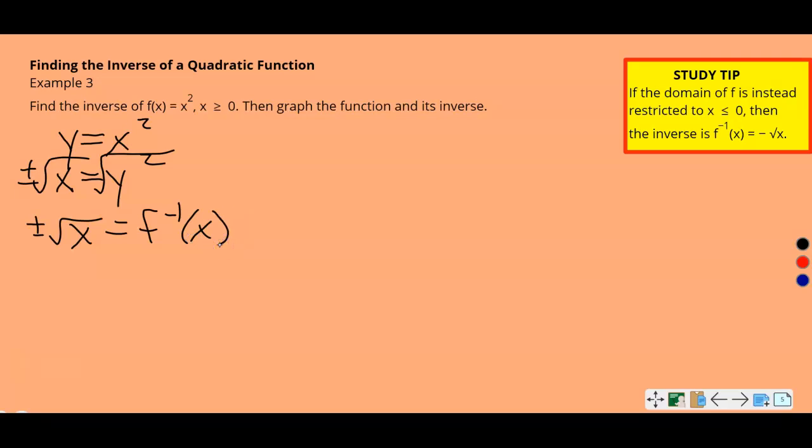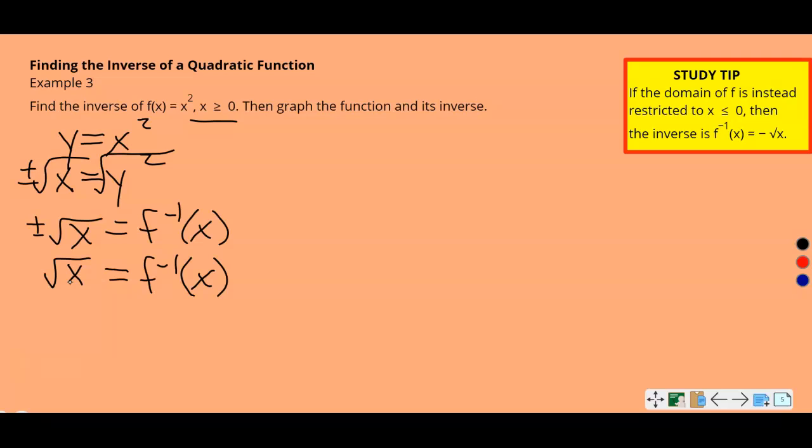All right, so it says to restrict the domain. So we're going to restrict the domain to everything greater than or equal to 0. So we're only going to be looking at the positive square root of x. All right, we don't need the negative since we don't have that.